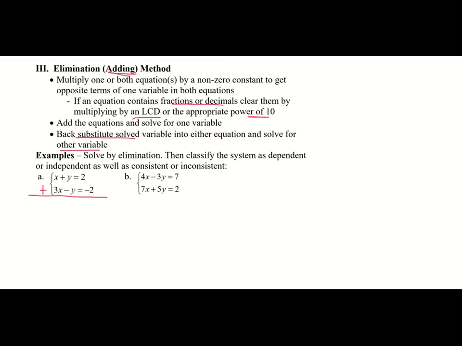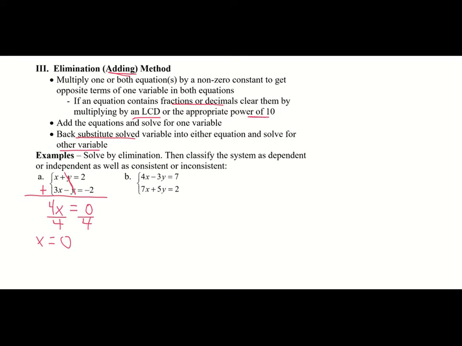So if we take a look here at A, notice if I set it up like an addition problem, I have y and negative y. If I add those together, they're going to cancel out. So the nice thing is I don't need to multiply my equations by anything. y minus y is 0, which is what I want. I want to get rid of one of my variables. And now I have x plus 3x, so it's going to give me 4x equals, and then 2 plus negative 2 is 0, which is okay. Then I divide both sides by 4, and I get x equals 0.